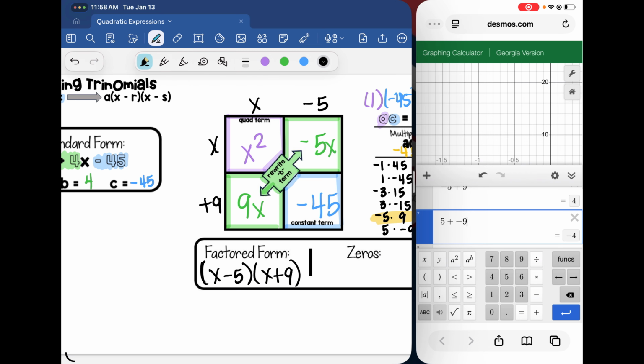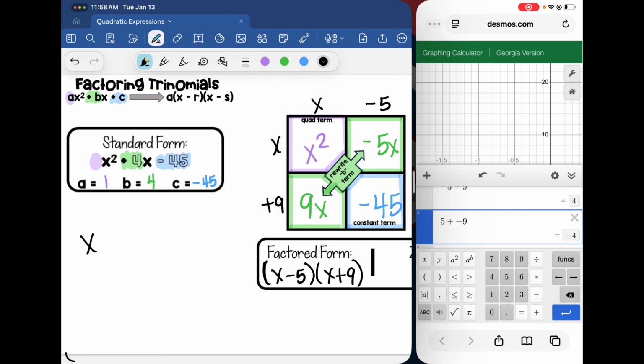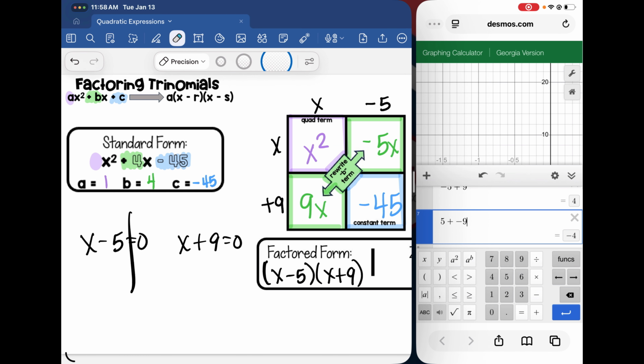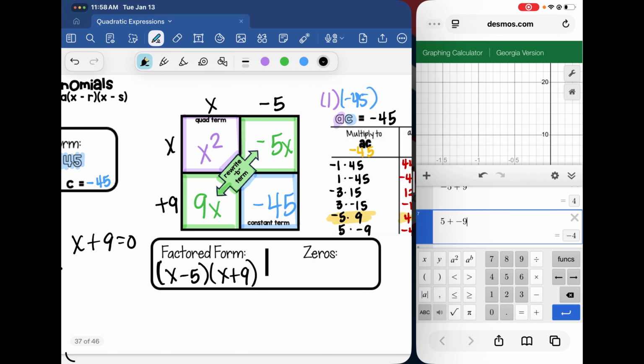And I want to know what my zeros are. So that takes us back to the lesson from yesterday. So I got x minus 5 is equal to 0. And x plus 9 is equal to 0. How do I solve for x for this equation? Hopefully you said add 5 to both sides. Well, what's going to cancel out? And I'm left with x is equal to 5. So one of my zeros would be x is equal to 5.